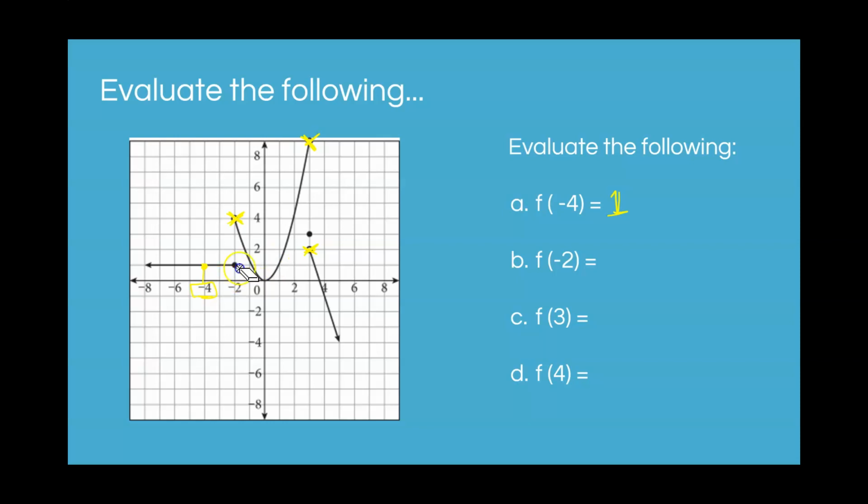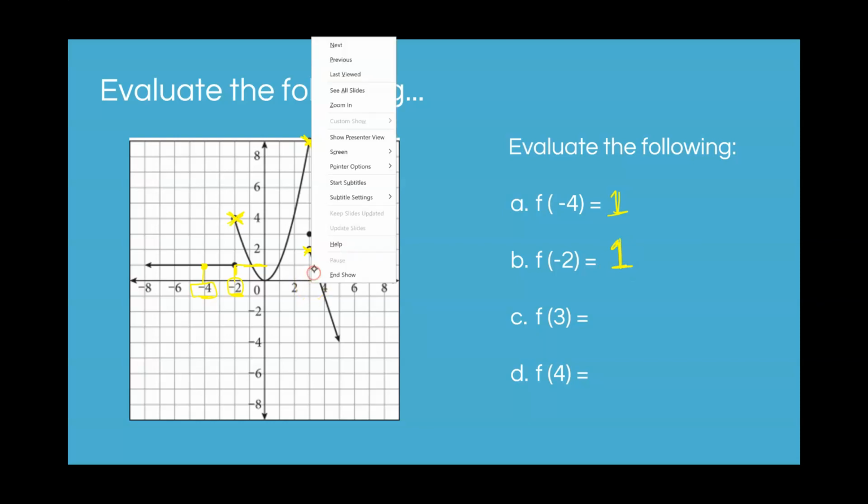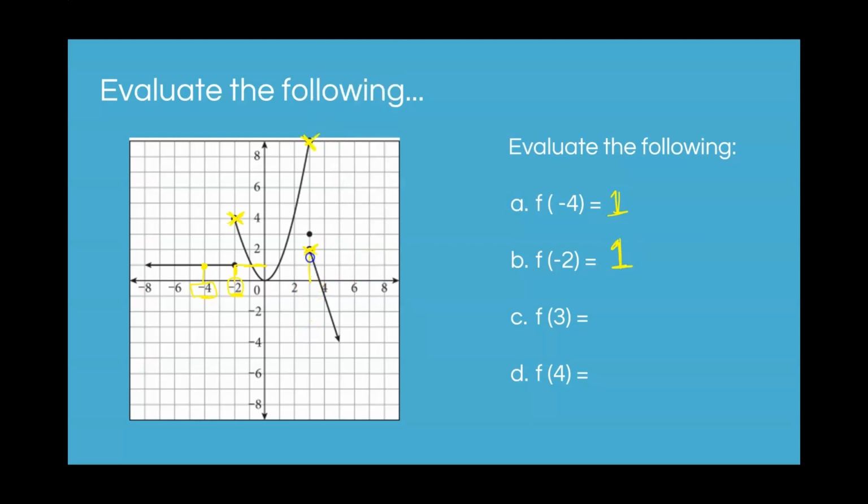So B says f of negative 2. When x is negative 2, right here, what is y? It is also 1 because I can't choose that open dot. C, that is saying when x is 3, which is right here, what is y? Can't choose that guy, got to choose him, and it's going to be 3. D says f of 4. When x is 4, y is negative 1. Okay? You're just finishing the coordinate, and it's just writing coordinates in the function notation form, all right?